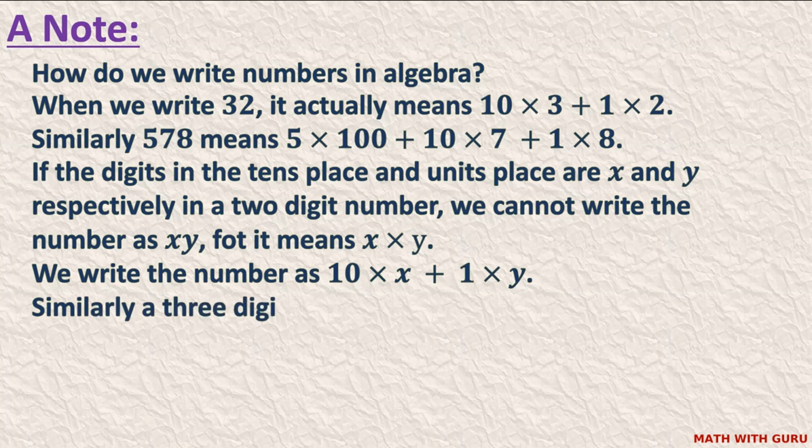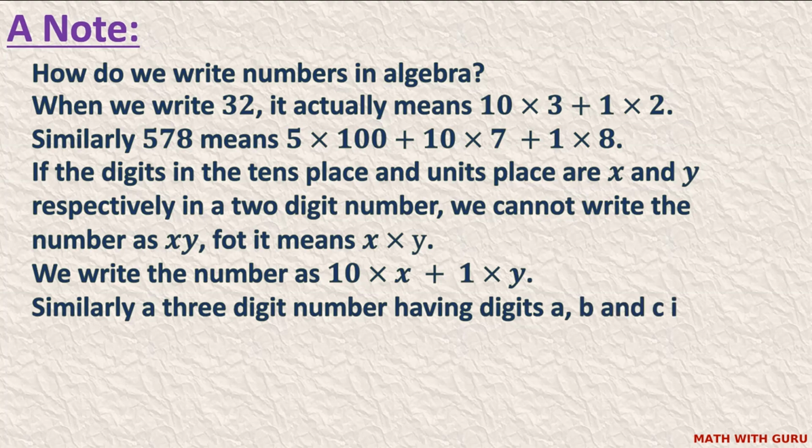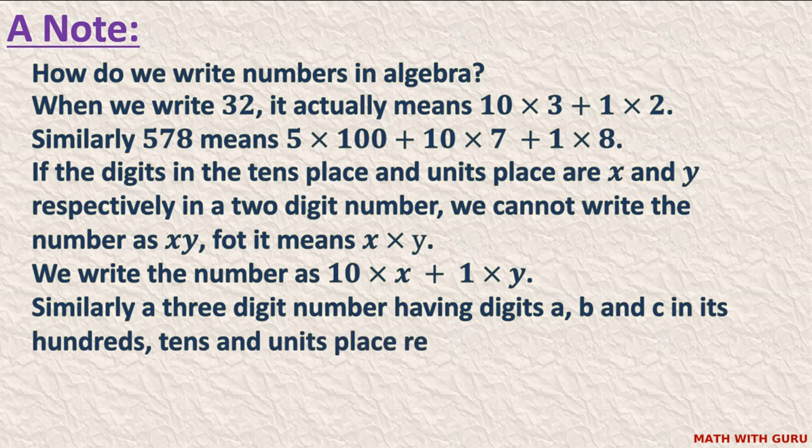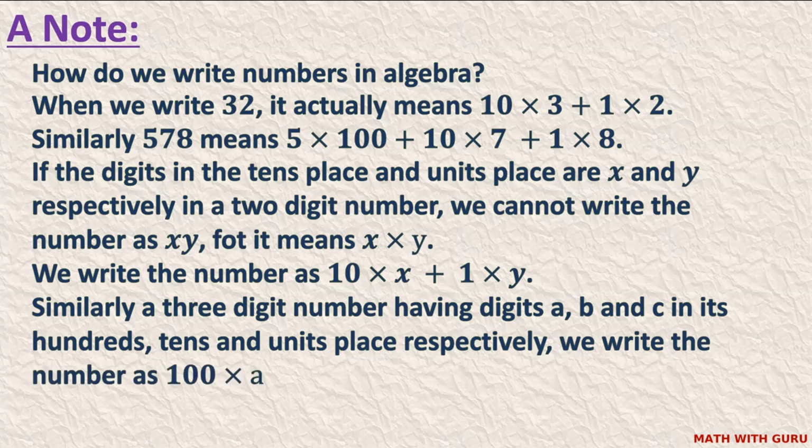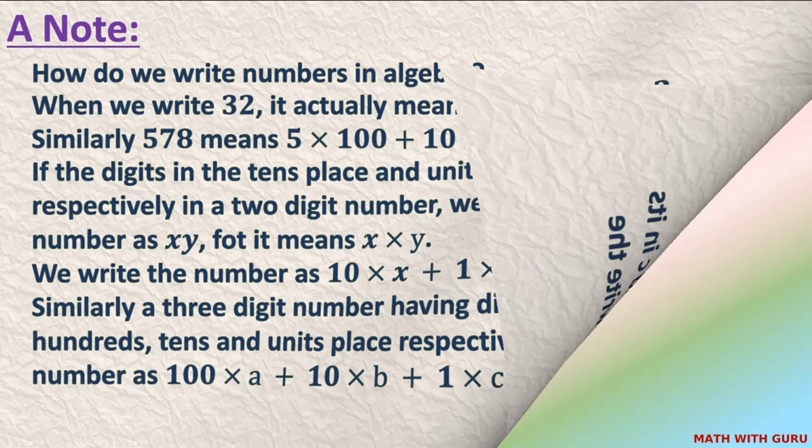Similarly, for a three-digit number having digits A, B and C in its hundreds, tens and units place respectively, we write the number as 100 into A plus 10 into B plus 1 into C. With this discussion in the background, let us take the next example.